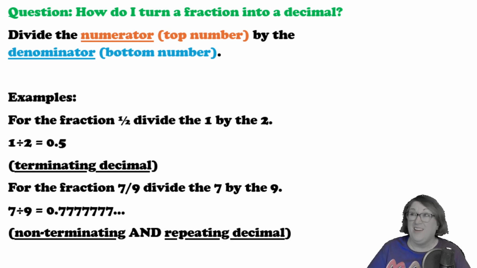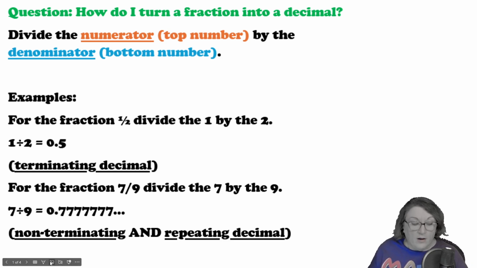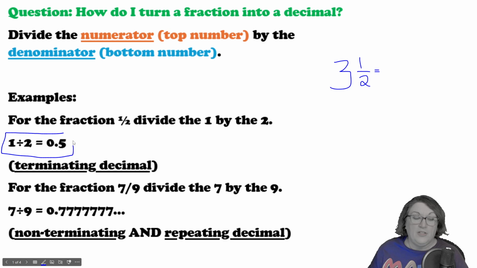Okay, so it's pretty simple when you're turning a fraction into a decimal. You're just dividing the top number by the bottom number, or the numerator by the denominator, and you're getting your decimal answer. Be aware of numbers like this. Let's talk about something like 3 and 1/2. This is a mixed number, right? If I were to turn that into decimal form, I know that for the 1/2, we already found that 1 divided by 2 is 0.5, right?